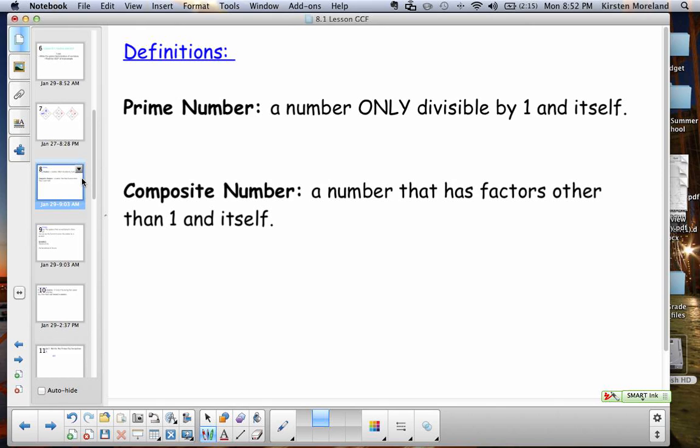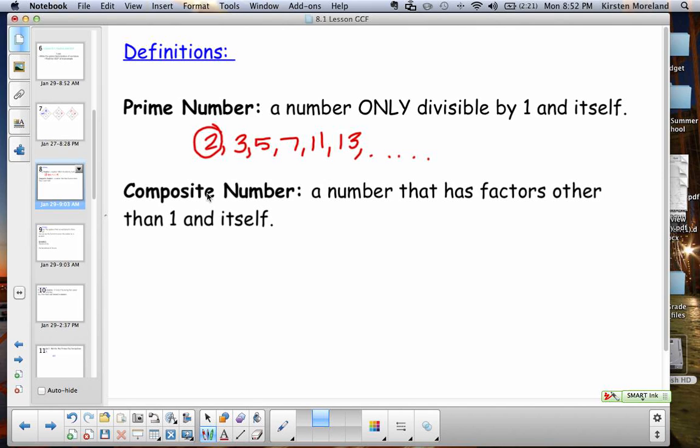And now you're going to have some definitions. You should know what a prime number is. It's a number only divisible by 1 and itself. So we have 2 is our first prime number, then 3. And 2 is a funny one because it's the only even number that's prime. Then we have 5, 7, 11, 13, and we could go on for a while, but those are some examples of prime numbers.